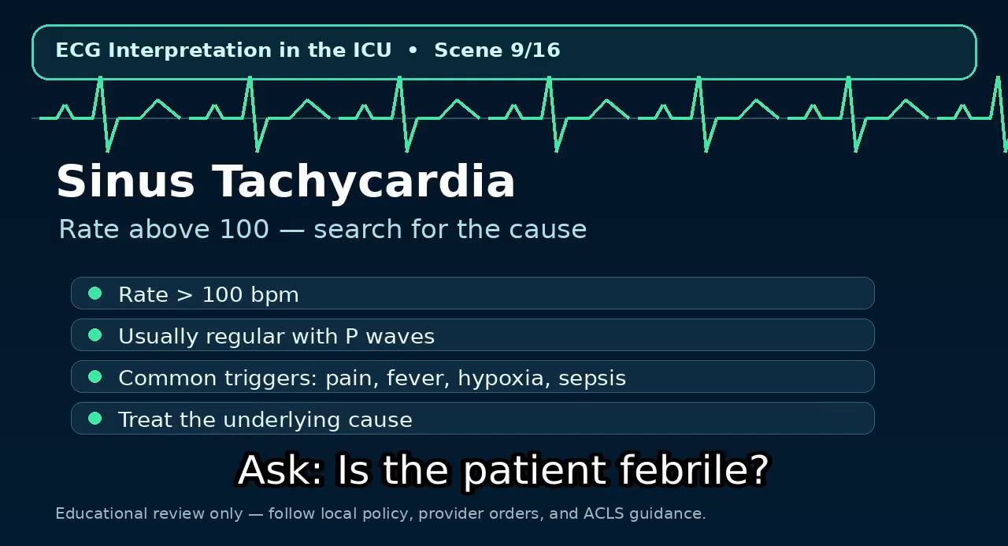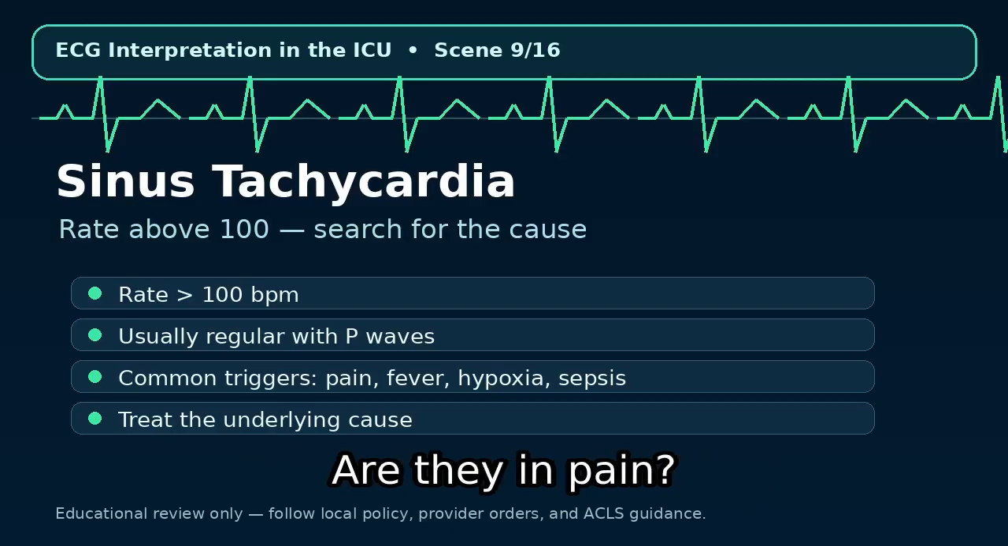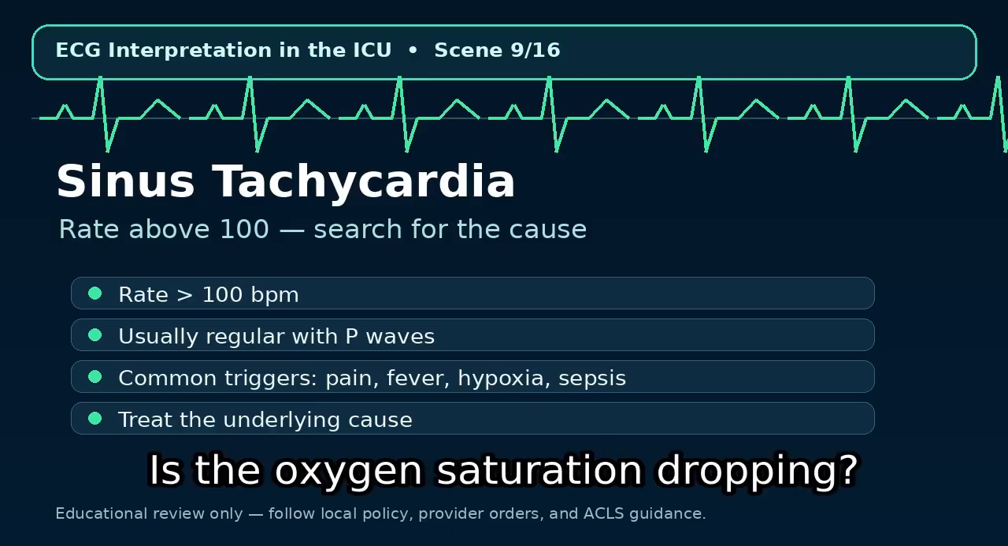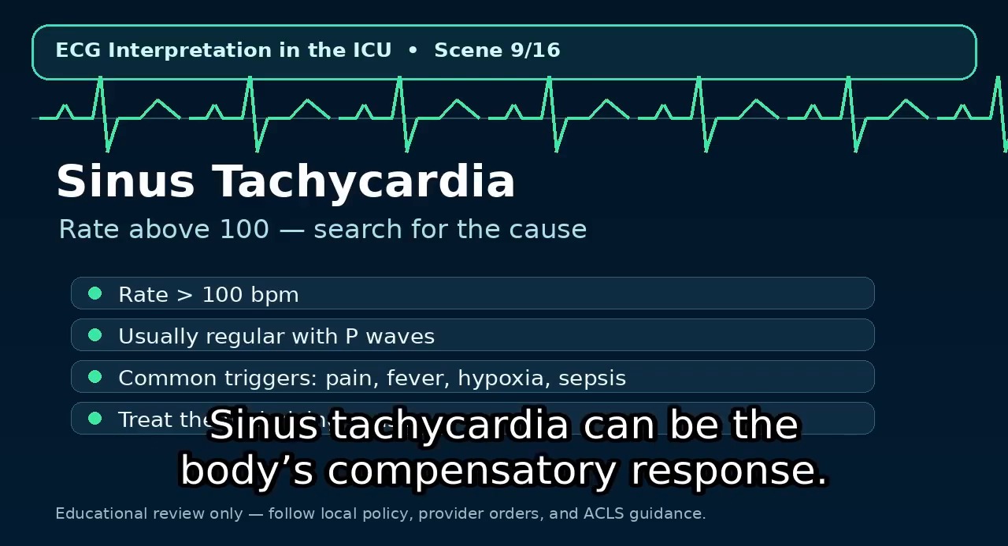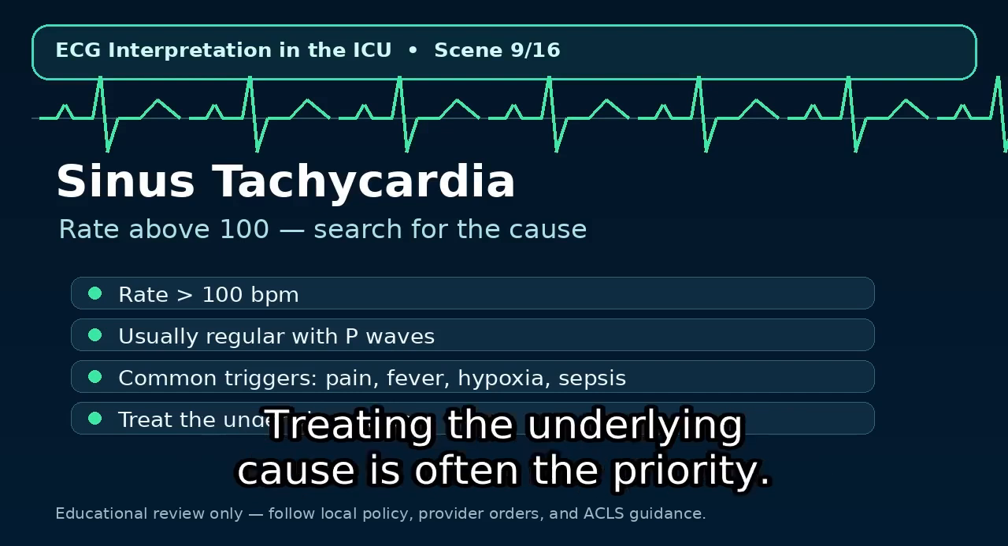Ask, is the patient febrile? Are they in pain? Are they bleeding? Is the oxygen saturation dropping? Are they becoming septic? Sinus tachycardia can be the body's compensatory response. Treating the underlying cause is often the priority.